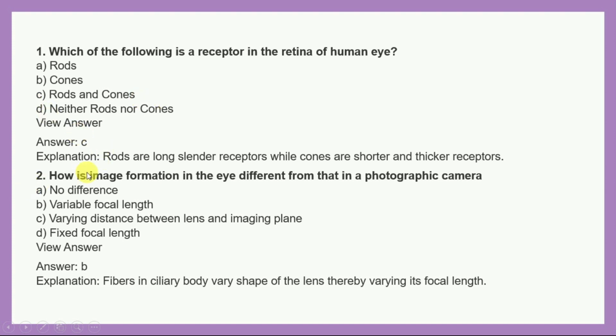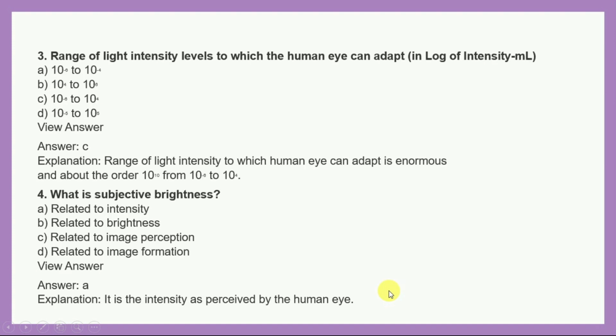Now question is, how is the image formation in the eye different from that in a photographic camera? So answer is option B, that is variable focal length, because if we see the explanation, so fiber in ciliary body vary shape of the lens, thereby varying its focal length. Now question is, range of light intensity level to which the human eye can adapt. So answer is option C, that is 10 to the power minus 6 to 10 to the power 4.